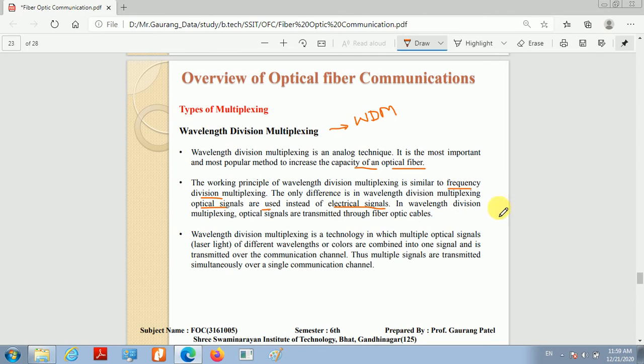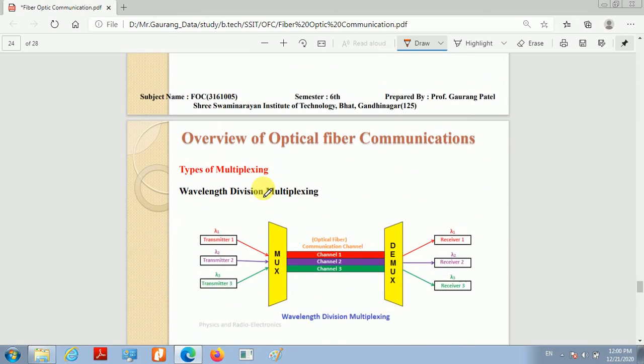And in WDM, the combined optical signals are transmitted through the fiber optic cables. So wavelength division multiplexing is a technique in which multiple optical signals of different wavelengths, also referred to as colors, are combined into one signal, and it is transmitted over the optical fiber communication channel. So this is the working principle of WDM, which is the wavelength division multiplexing.